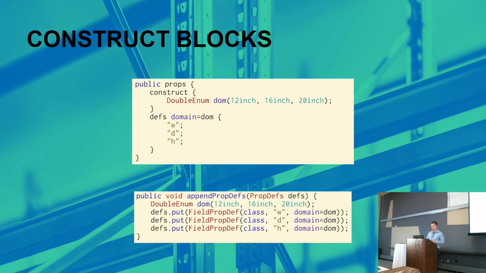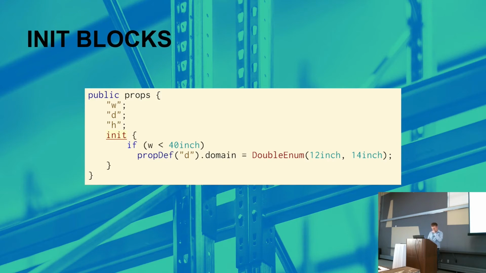Then, in addition to the construct block, you have the init block. This is code that gets dropped into the internal init PropDefs. This is code that you use to initialize your PropDefs. So they've already been created. You've probably already set up your domains and stuff, but maybe you need to do something that requires a bit more intelligence than the syntax allows. So that's what this init block is for. In this case, I'm checking to see if my dimension is above or less than 40 inches, then my depth domain should actually be this.